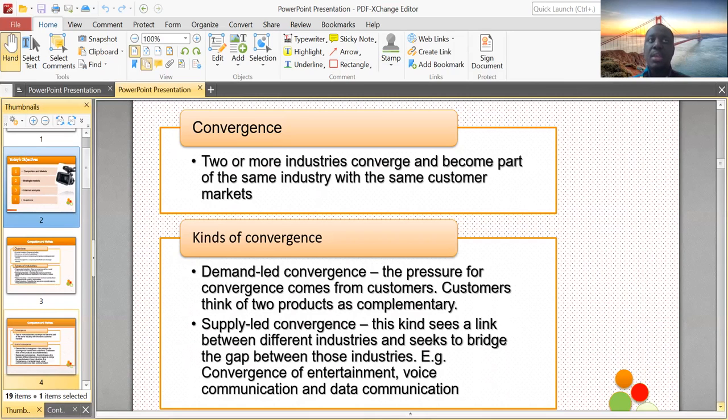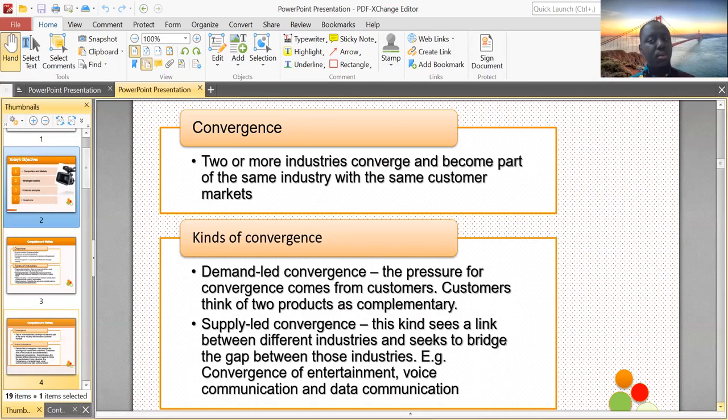So a typical example is where you converge entertainment and telecommunication, voice communication, data communication. Entertainment is one industry on its own. It's a whole industry. But sometimes you can bring the telecommunication industry together with the entertainment industry. So you see how this is more of a supply-led convergence. So you see different telecommunication industries partnering with entertainment industries, signing artists to help promote their brand and all that. That's supply-led convergence.